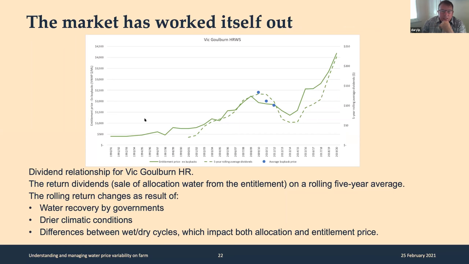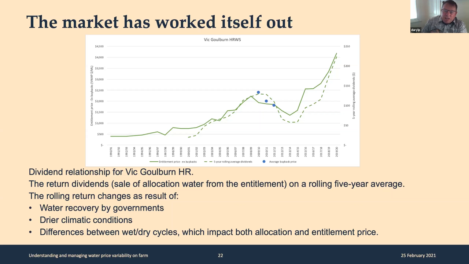And I'll just spend a little bit of time on this graph, Rob. What we've got here is we're just looking at what is the dividend. And when I say what's the dividend on an entitlement, that's actually what would we get from owning that entitlement if we sold it on the allocation market in that year. And our dividend is defined as being a rolling 5-year average of the weighted average return on the allocation. So we times the price times the percentage of the allocations to determine what the dividend is.